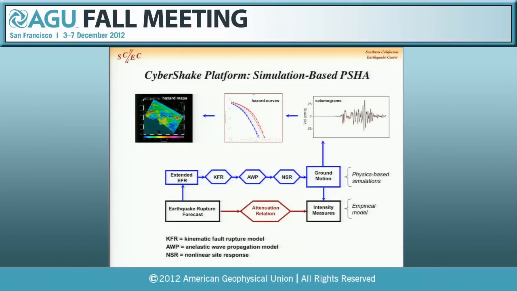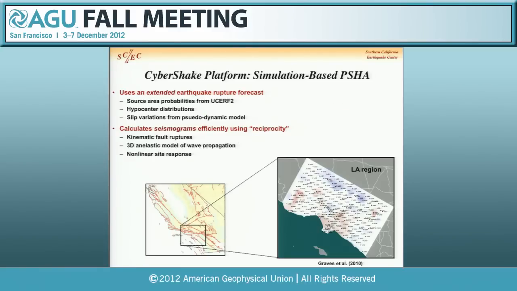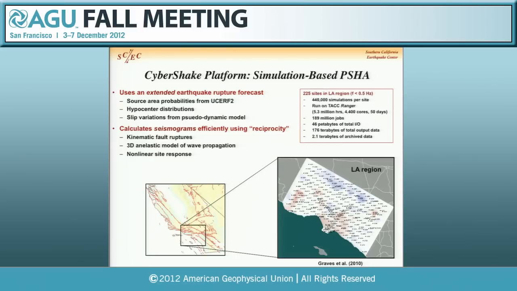So this is a big revolution in seismic hazard analysis because we're effectively replacing empirical models of how the ground motion amplification works with physics-based models. There are some tricks we use to make this computationally efficient. This shows you a map of the Los Angeles region where we have done our preliminary calculations just to sort of show the size of the problem.